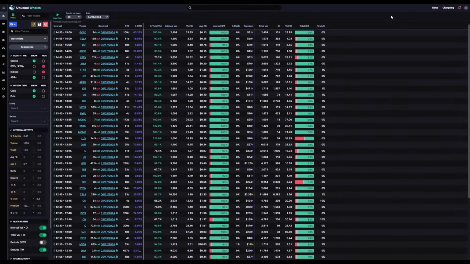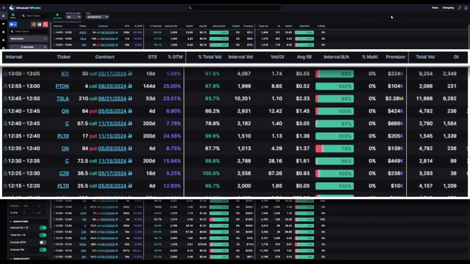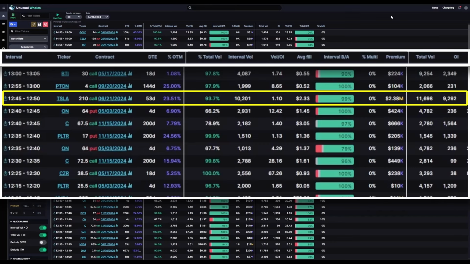Now, we're looking at this filter as it appeared on Friday, April 26th, and there were a few contracts that caught my eye, but the one we're going to look at here is this Tesla $210 call for June 21st, 2024, down here. While the volume isn't significantly higher than the open interest, the volume that transacted just within that 5-minute time frame was higher than the outstanding contracts. 11,698 volume versus just 9,292 open interest.